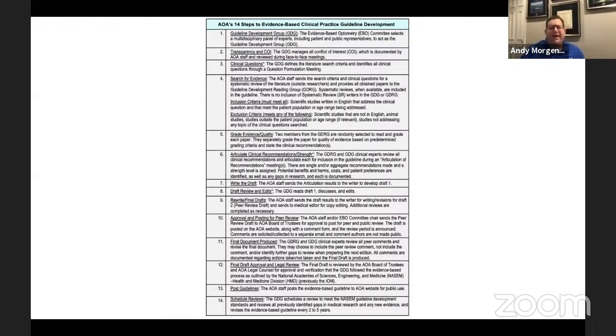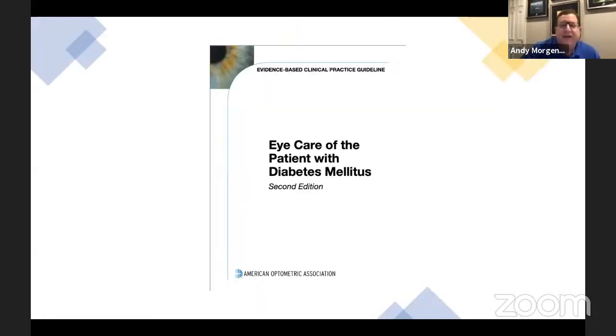And so the AOA built a 14-step process based off of the 8 steps. And so for every guideline that the AOA develops, we go through this 14-step process over here every 3 to 5 years to develop a guideline. And ultimately, and this is my last slide over here, we end up with a guideline. And so here's our most recent one, called The Eye Care of the Patient with Diabetes Mellitus, the 2nd edition. First edition was written 5 or 6 years ago. This is our 2nd edition that just recently came out this past November.